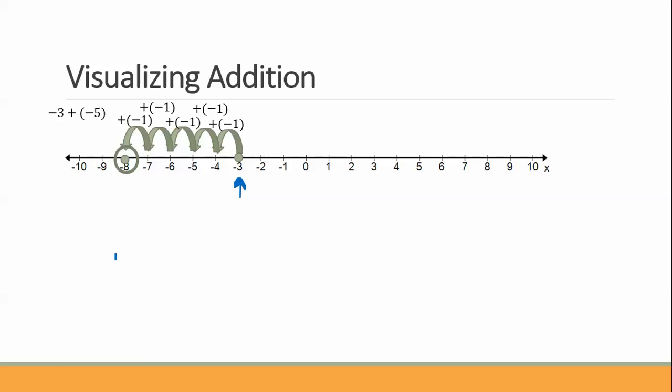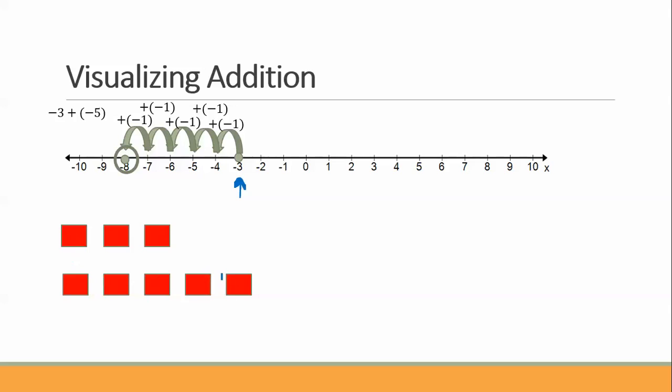The other way to visualize this is negative 3 plus a negative 5. These are all the same color, so we're not going to use that additive inverse property. Before, on the previous slide, it was 4 red and 4 gray, and that's why we were able to use the additive inverse property. These are all red, so we're just going to count like we did if they were all gray. 1, 2, 3, 4, 5, 6, 7, 8. They're all red, so it's negative 8 rectangles.